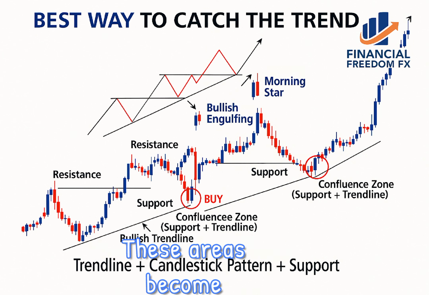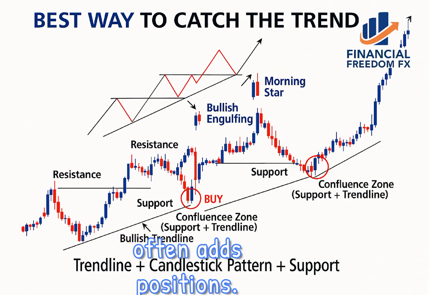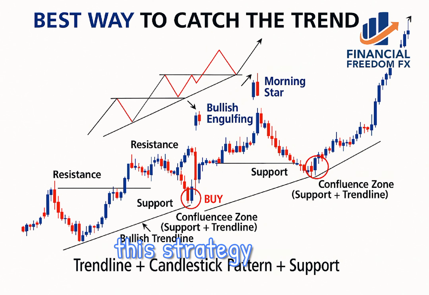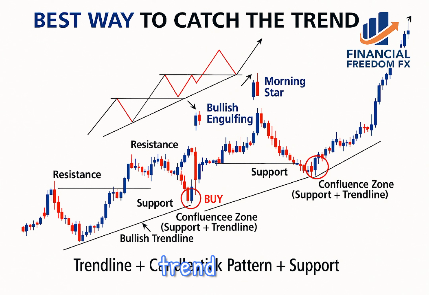These areas become institutional interest zones, where smart money often adds positions. Instead of chasing price after a big move, this strategy teaches you patience. Wait for a pullback into a confluence zone, then strike with confirmation. This is a big bull trend strategy.